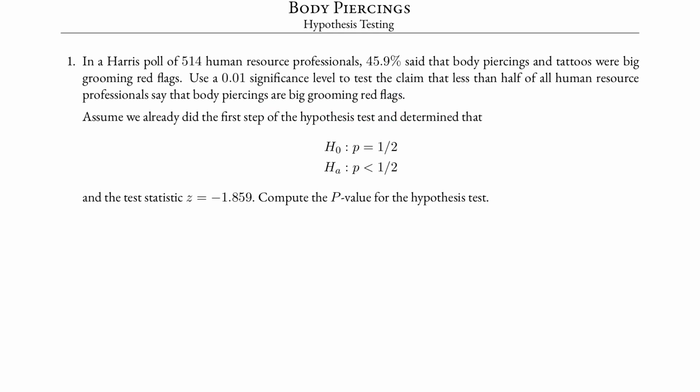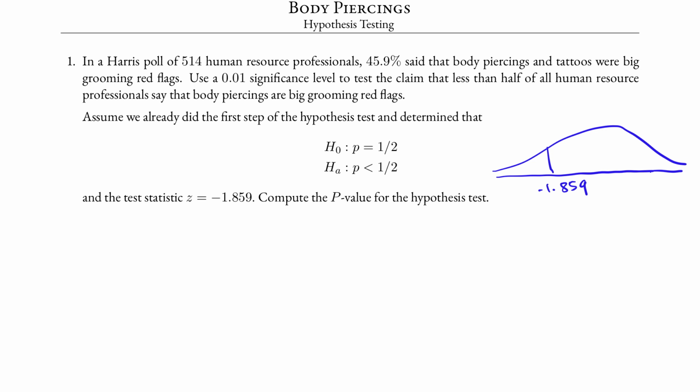Assuming we already did the first step of the hypothesis test and determined that the null hypothesis is p equals 1/2, the alternative hypothesis is p less than 1/2, and also we did the second step when we found the test statistic z equals negative 1.859. This is the left tail one-sided test with the z test statistic negative 1.859. In this particular problem, we only need to compute the p-value.